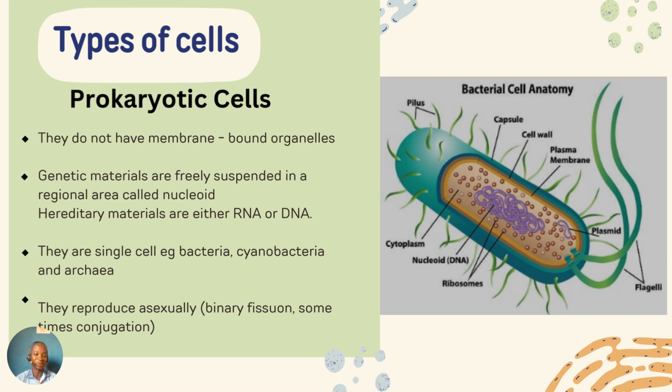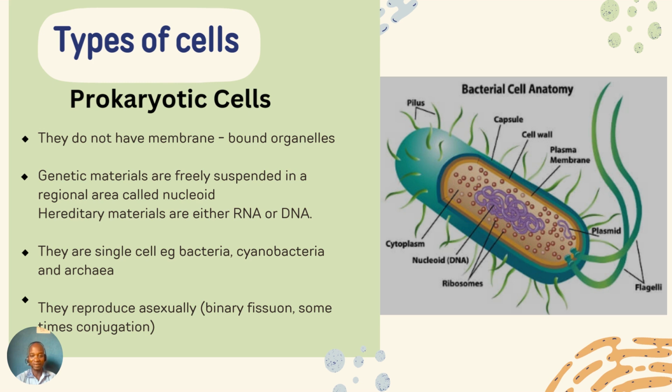They are single cells, usually bacteria, cyanobacteria, and archaea. They reproduce asexually, usually by binary fission. Sometimes they can exhibit certain conjugation, but that doesn't make them sexual. So basically, asexual reproduction. You can see the diagram of the anatomy of a bacterial cell. You will see that there is no membrane bounding any of the internal structures or organelles in the bacteria.